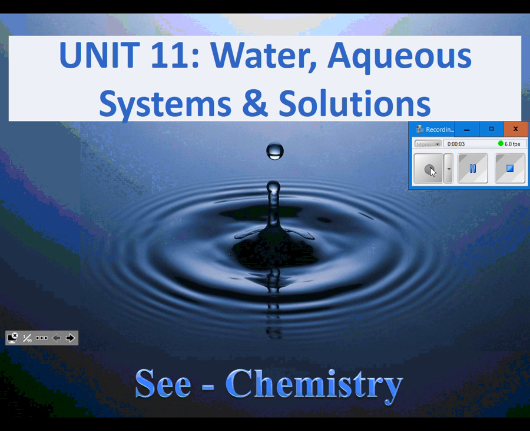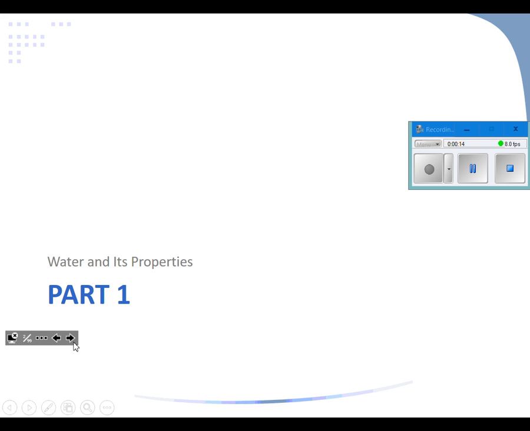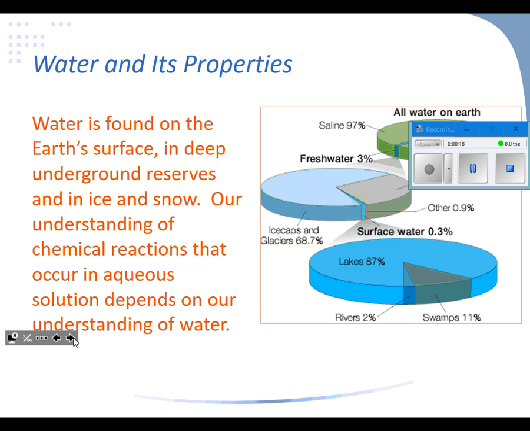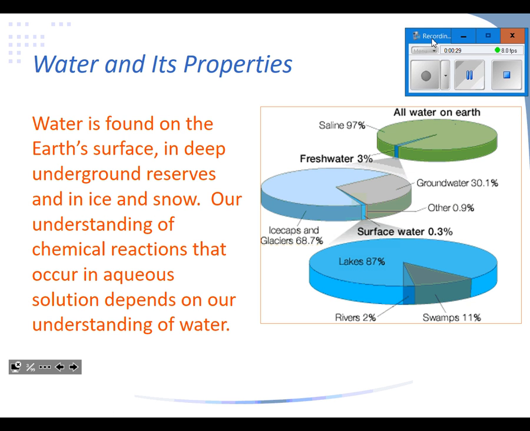All right, these are Unit 11 notes for chemistry, and this is the unit on water, aqueous systems, and other solutions. Part 1 is about water and its properties. So water is found on the Earth's surface. It's in deep underground reservoirs, and it's in ice and snow. Our understanding of chemical reactions that occur in aqueous solutions depends on what we understand about water.